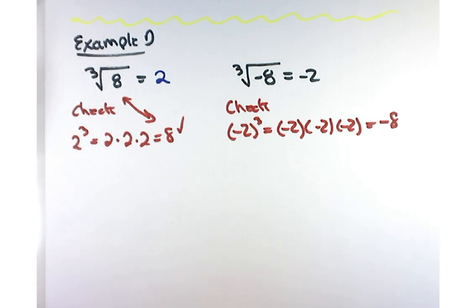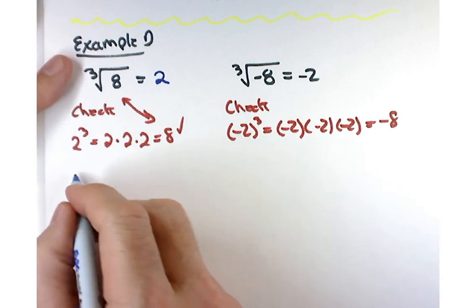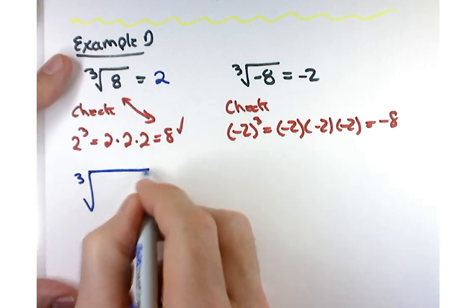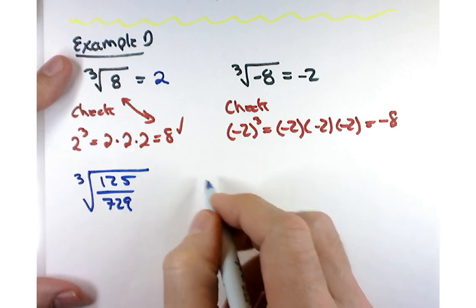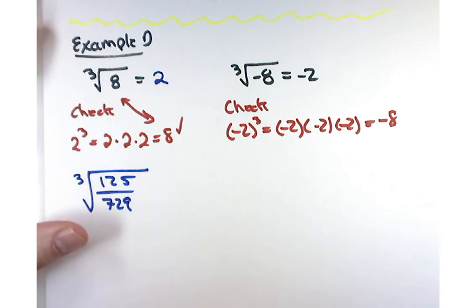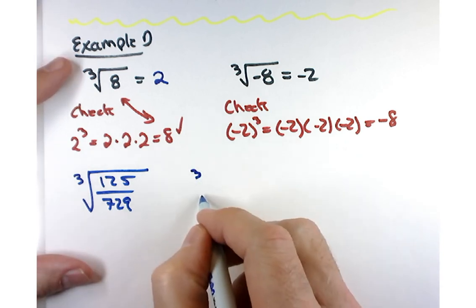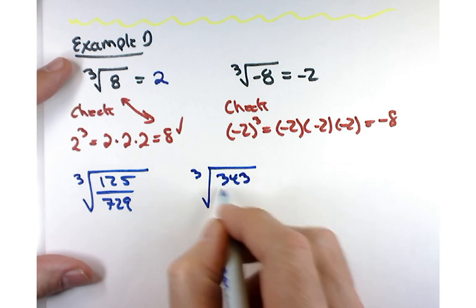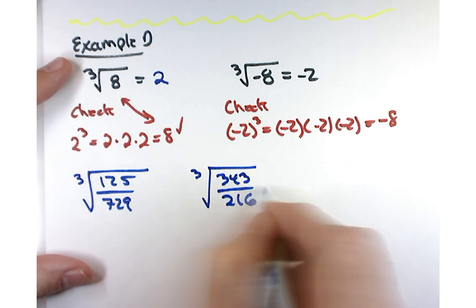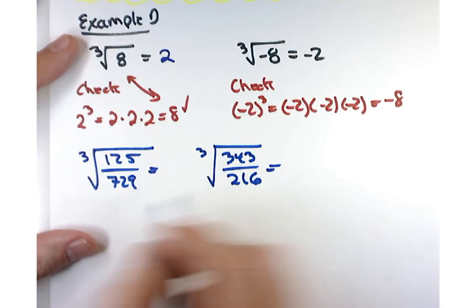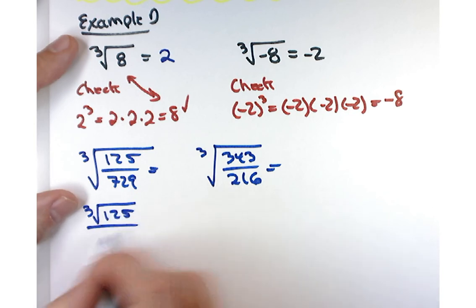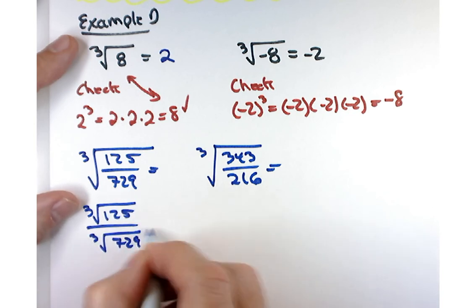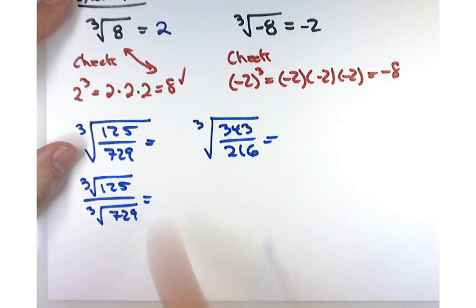Let's try a couple more in terms of the cube root variety. Let's try the cube root of 125 divided by 729. And let's also throw in something a little bit more exotic. Maybe let's do the cube root of 343 over 216. Now with each of these, what you might want to do is rewrite it as the cube root of, say, 125 over the cube root of 729, and work on these things individually.